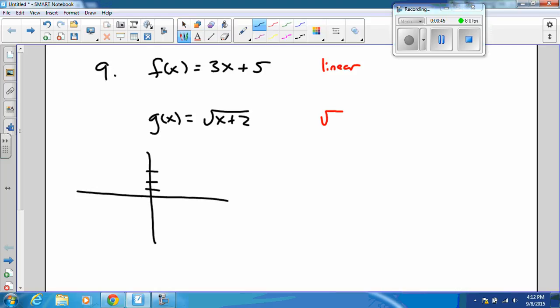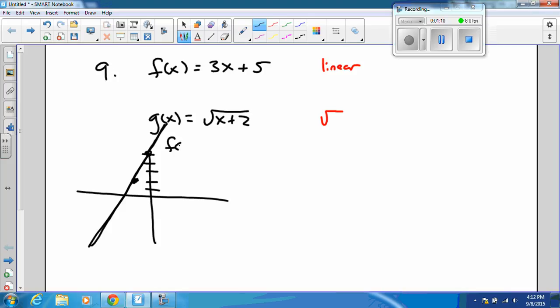The linear function will be a slope line with a slope of 3 and a y-intercept of 5. So over 1 and up 3, like so. It should look just like that. I'll make my point bigger so that it goes through the line.